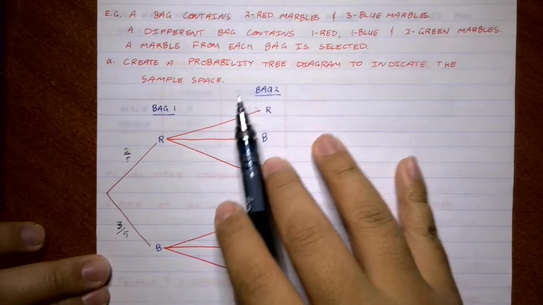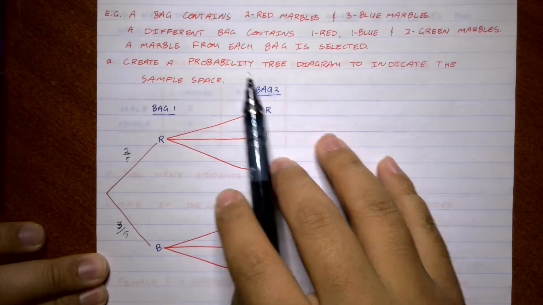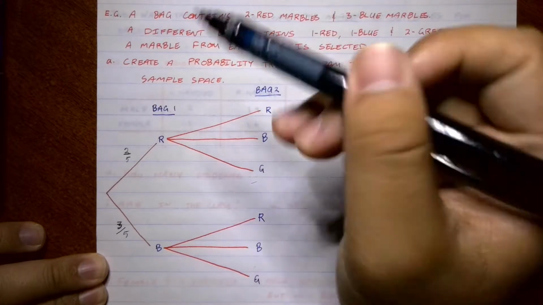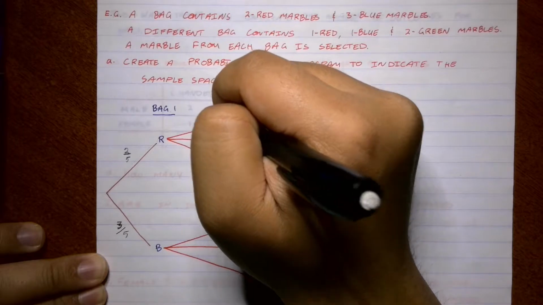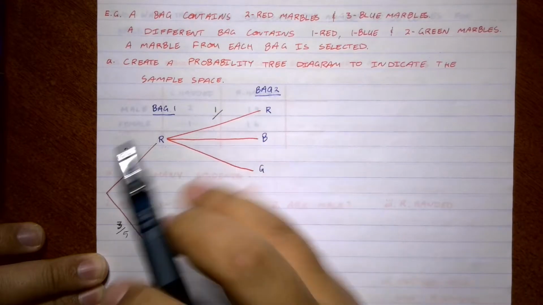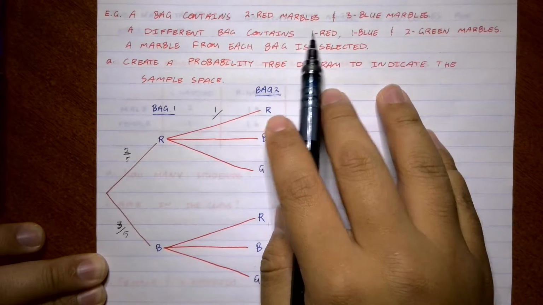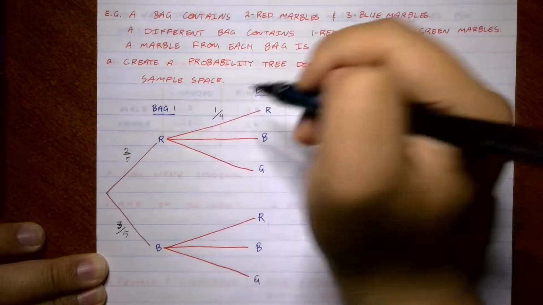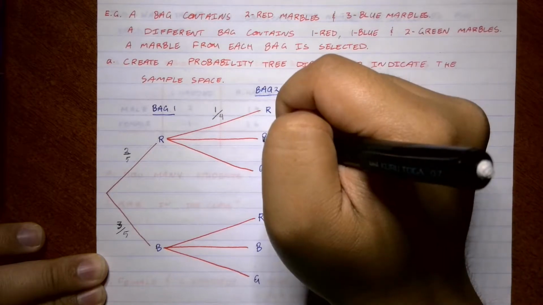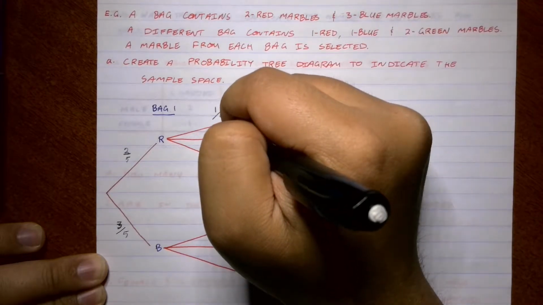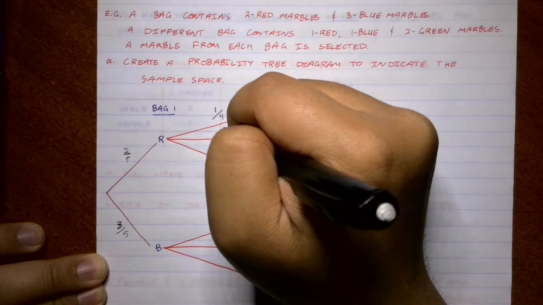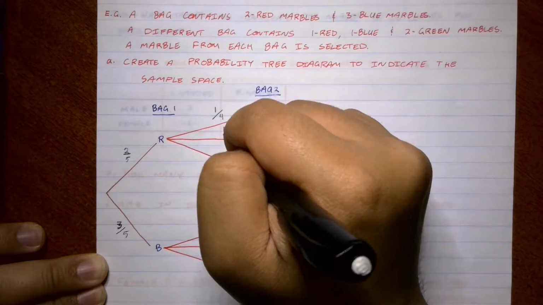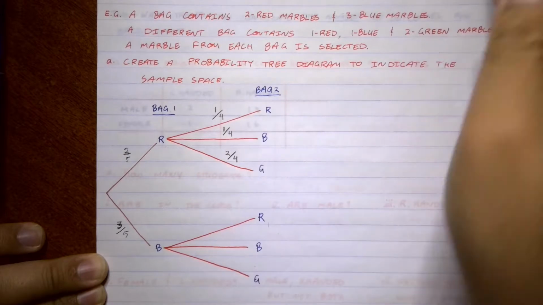And now we apply the exact same logic with the second bag. In the second bag we have 1 red. What's the total of things in the second bag? That's 1, 2, and 2, a total of 4. Same goes with blue: there's 1 blue, out of a total of 4. In green, that's 2 green, out of a total of 4.